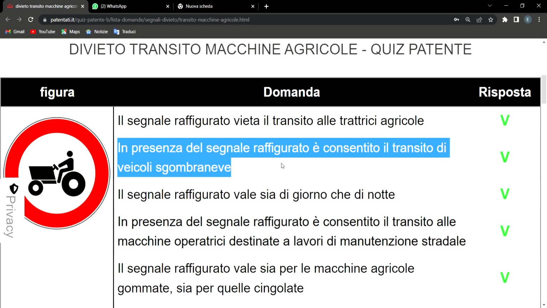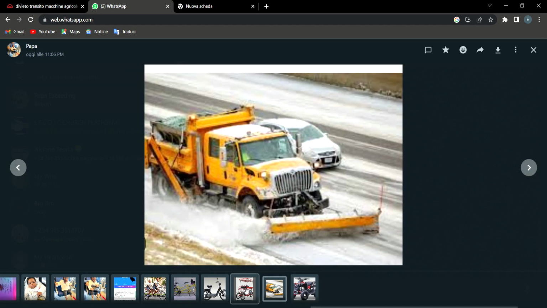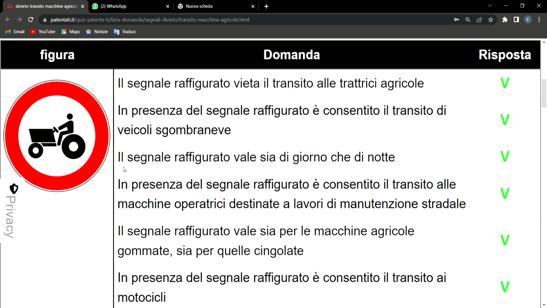Sgombraneve is a snow vehicle. The vehicle is used to maintain a road that is filled up with snow. So when we are talking about a vehicle, sgombraneve, this is a clear example of it, you can see it. On a road that has this very sign, divieto di transito a macchine agricole, the vehicle sgombraneve, the machines used to remove snow on the road, are permitted to transit. And this is the reason why this one is vero. Take note of these questions.